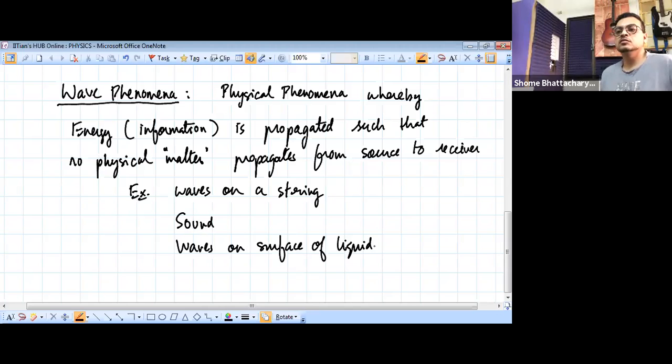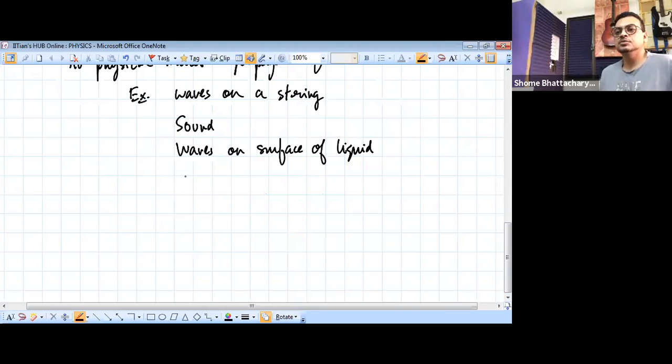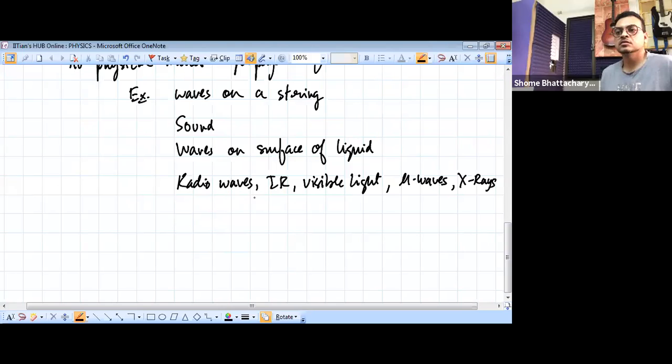These are all very easy to understand examples, but somewhat more abstract examples are, for example, any sort of electromagnetic waves. So radio waves, infrared, visible light, microwaves, which are responsible for creating heat also by creating vibration in molecules, X-rays, ultraviolet, gamma radiation. These are all examples of what come under the category of electromagnetic waves.